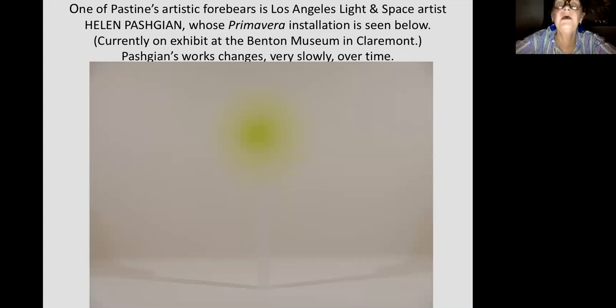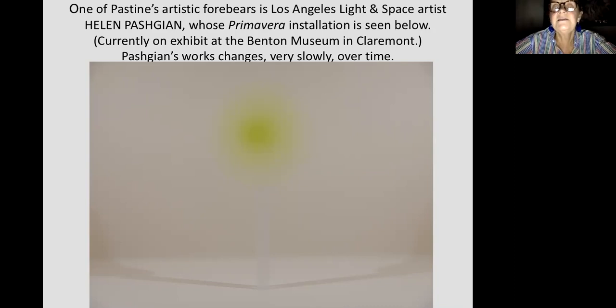And hearing that, I remembered that I had just recently seen a phenomenal light and space piece at the Benton Museum in Claremont. It's by Pasadena resident Helen Pashgian. This is an installation that she calls Primavera. It occupies a whole room at the museum, and you stand outside the room and look in. When I first saw it, I thought it was a video.